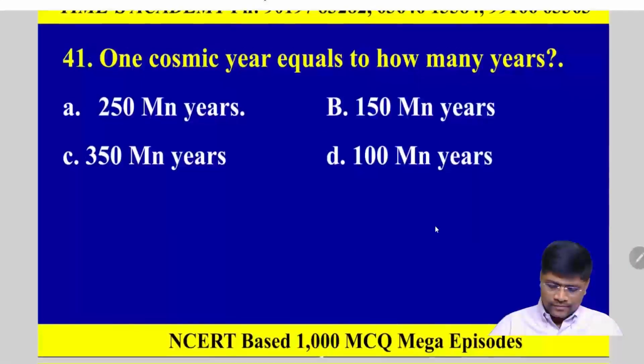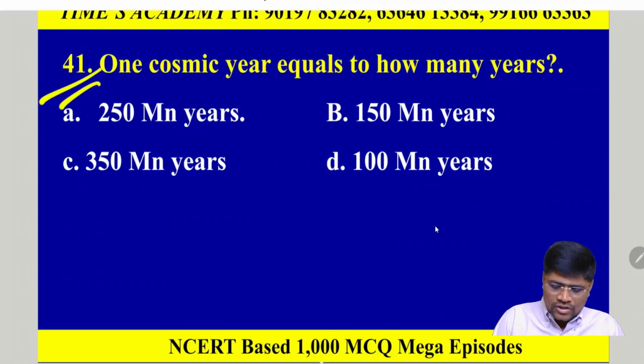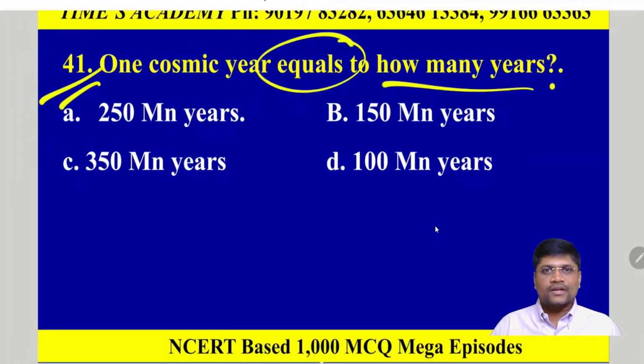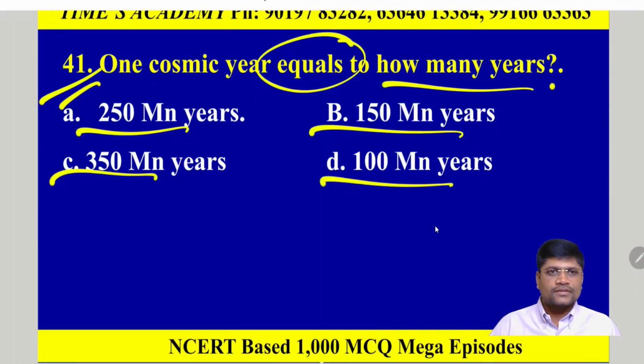Let's continue the questions. So question number 41. One cosmic year equals how many years? Option A says 250 million years. Option B, 150 million years. C, 350 million years. D, 100 million years.